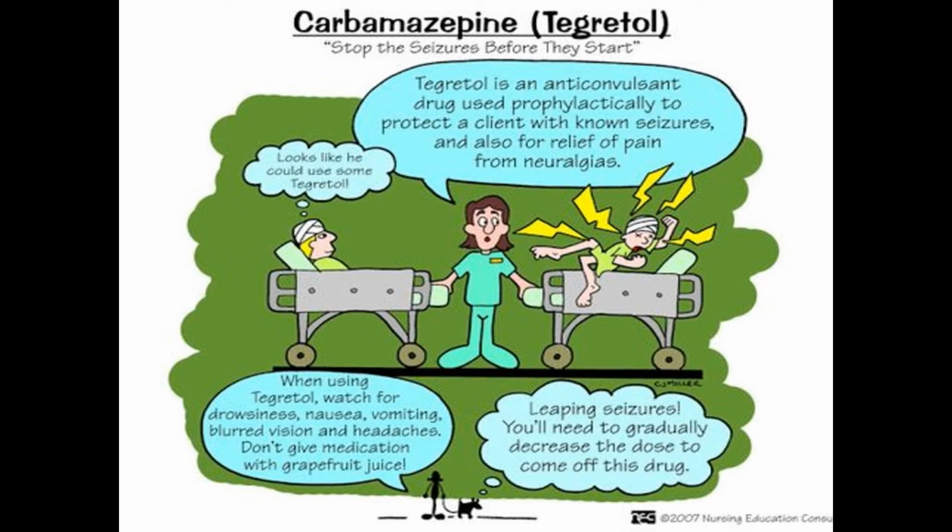This slide about Tegretol explains to you that it is a prophylactic seizure medication, so it's preventative for seizures. Notice that the side effects include drowsiness, nausea, vomiting, blurred vision, and headache. Important not to take this with grapefruit juice. It's a contraindication, and taper to remove the drug. You can't stop this cold turkey.